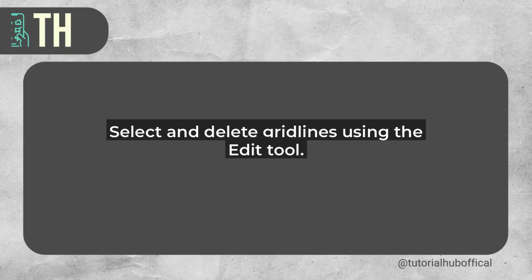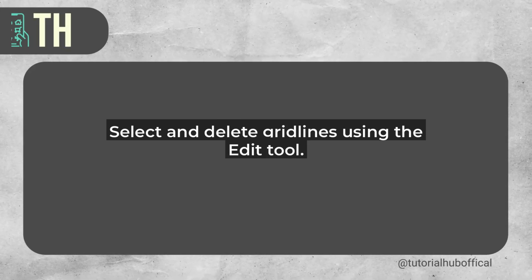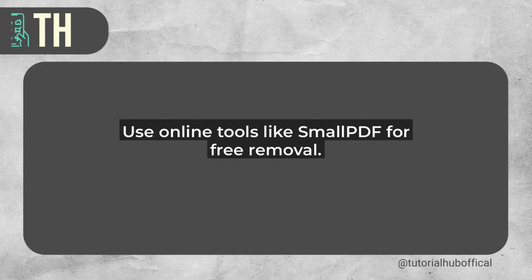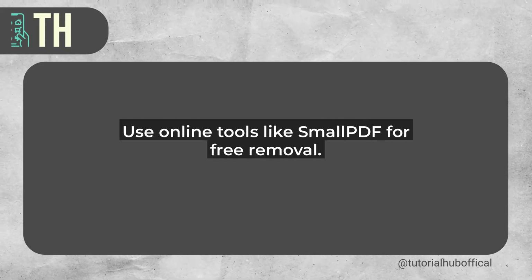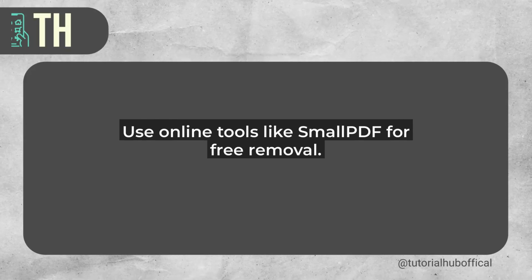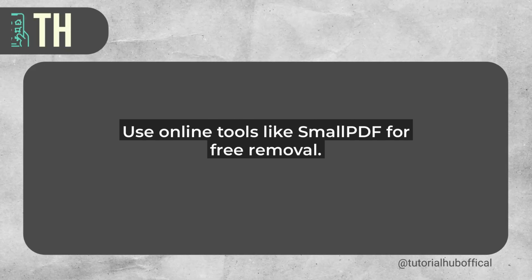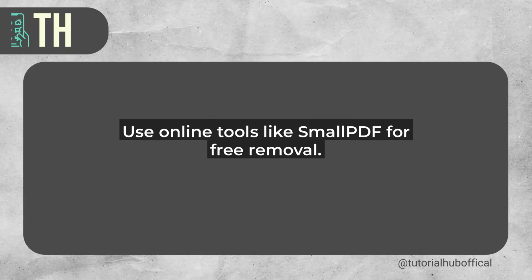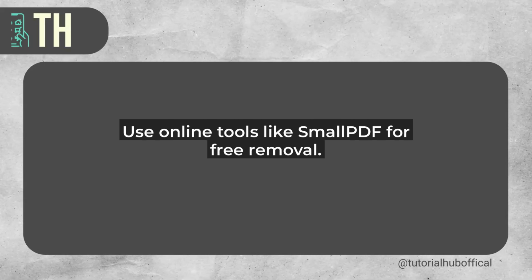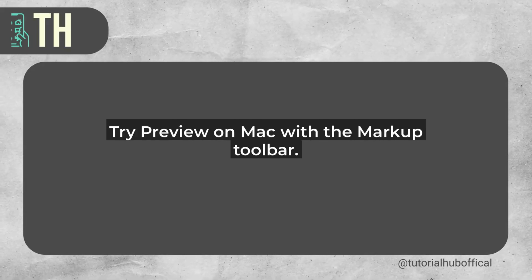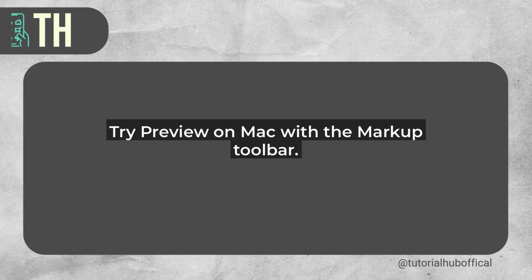Method 1: Using Adobe Acrobat, which is a go-to for PDF editing. Start by opening your PDF in Adobe Acrobat. Head to the Edit PDF tool in the right-hand panel. Select the grid lines using the selection tool. You might need to zoom in for precision. Once selected, hit Delete or use the eraser tool to remove them. Don't forget to save your file as a new PDF to keep the original intact.